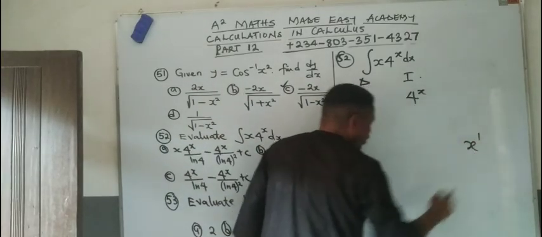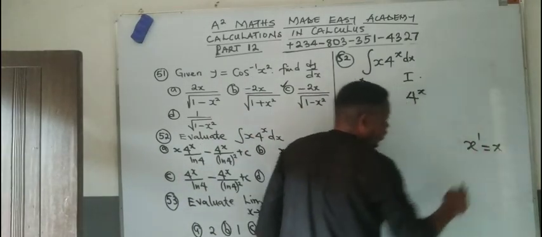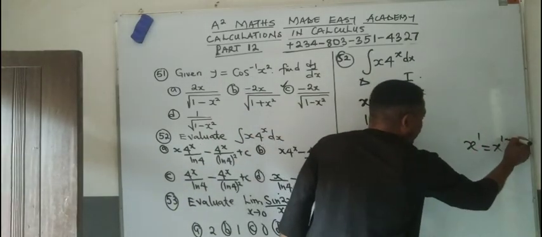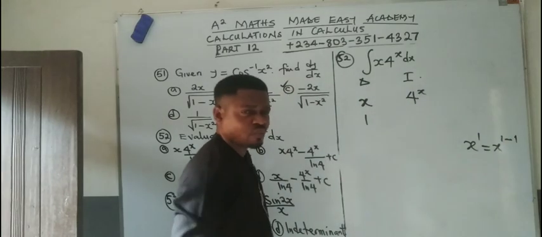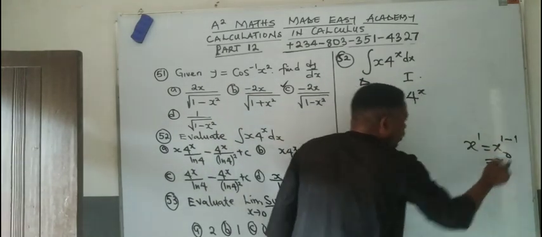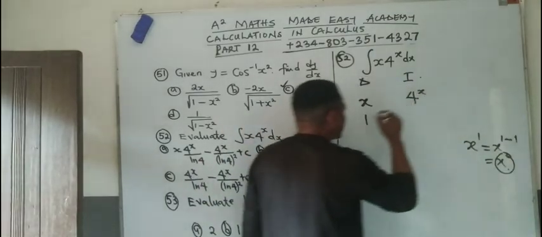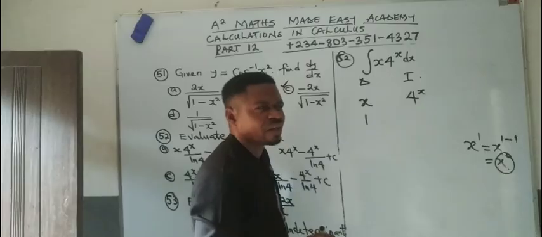This is x, invisible 1. I will now say 1 times x will give me x, right? Raised to the power of 1, the law of differentiation introduces minus 1. Then for clarity, I will now say x, right? 1 minus 1 will give you 0. By the law of indices, anything raised to power 0 is 1. Have I made myself clear?